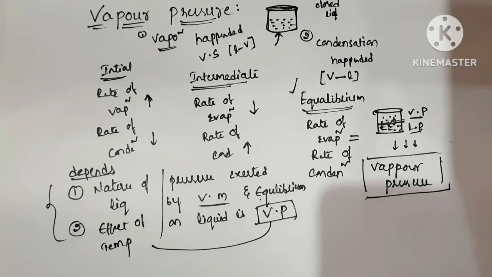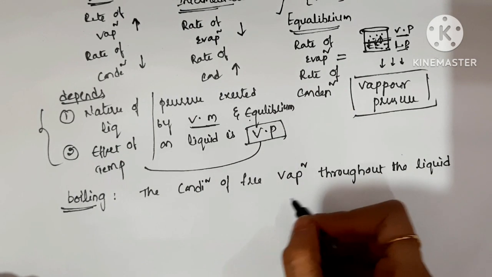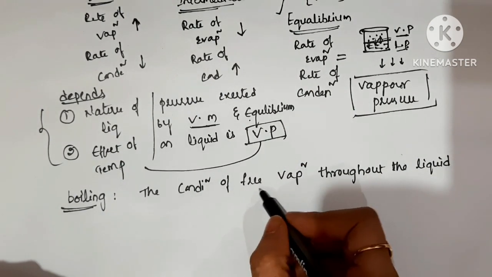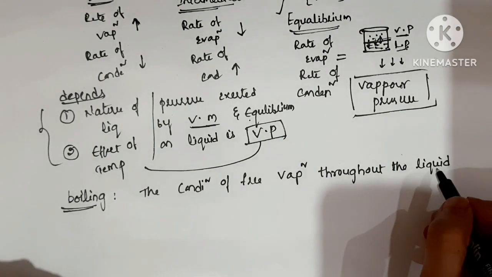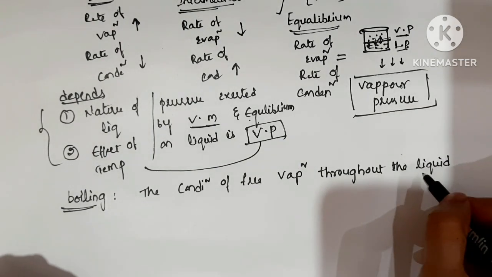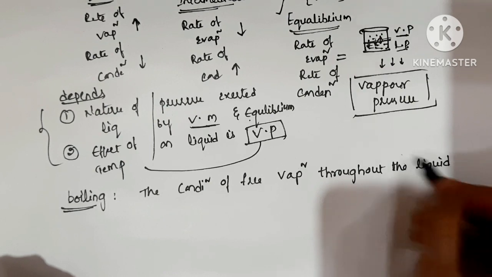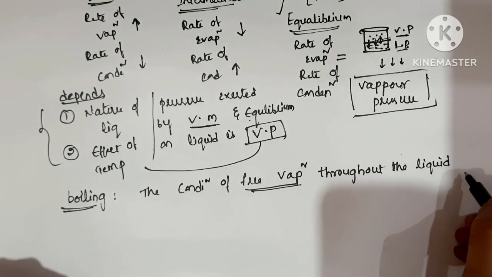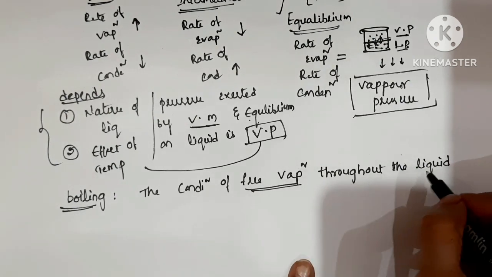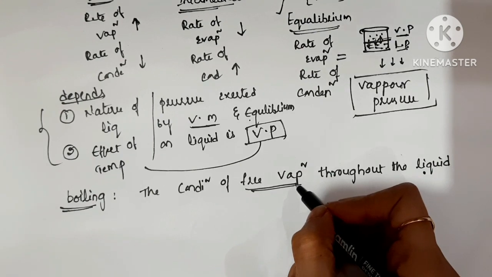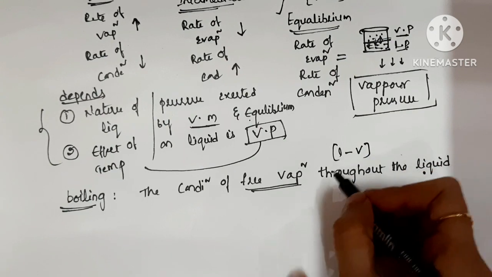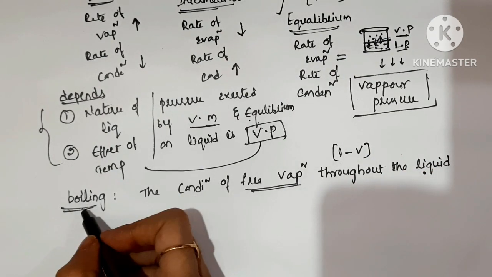So what is boiling temperature? The condition of free evaporation throughout the liquid is boiling. Free evaporation throughout the liquid, that means all the molecules present in the liquid go to the vapor state. Free vaporization throughout the liquid. The molecules present in the liquid state go to the vapor state, right? This process is called boiling, right?